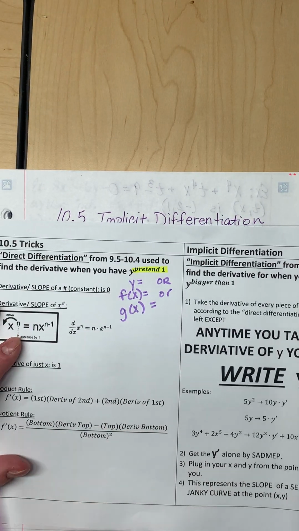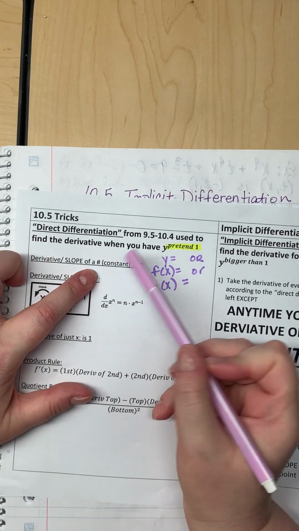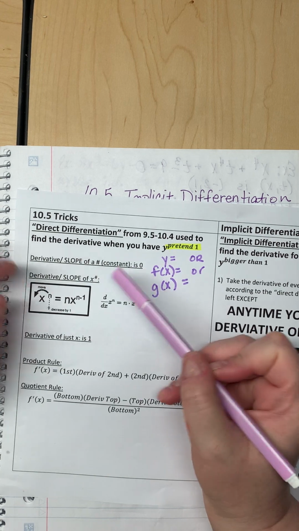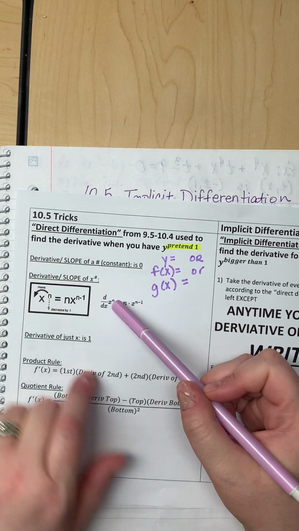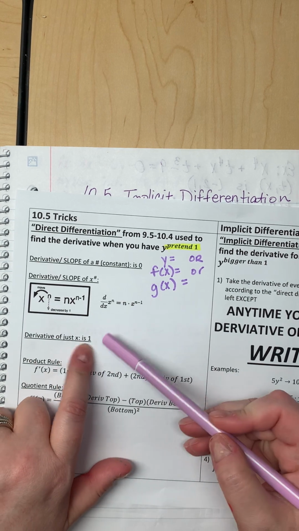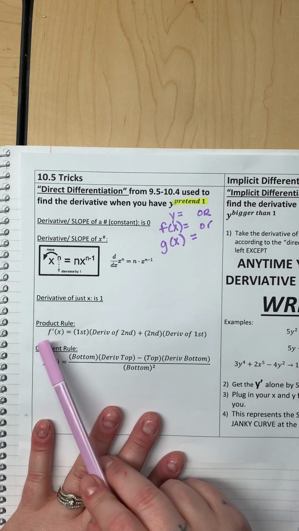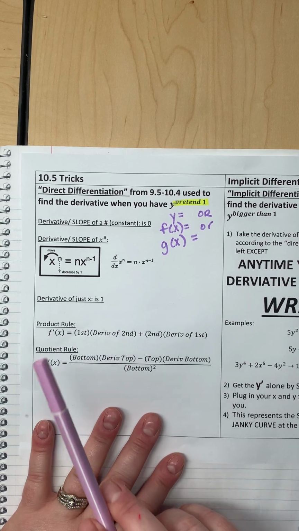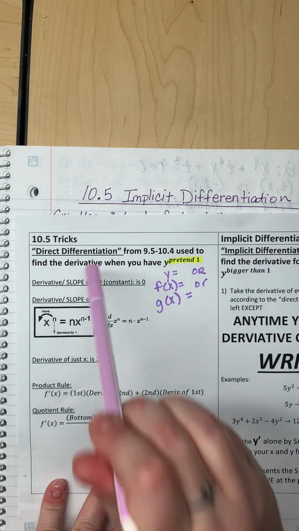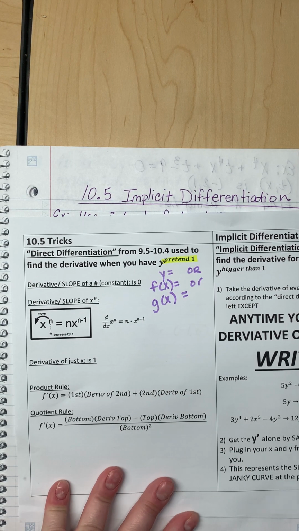When you have these, you do something called direct differentiation, as in you just take the derivative directly with our normal rules. If you have a naked number, it goes to 0. If you have x to a number, you use the power rule where you bring the exponent down. If you have just x, its derivative is 1. If you have something multiplied, you use the product rule. If you have something divided, you use the quotient rule. This is called direct differentiation because we start with y to the power of 1.